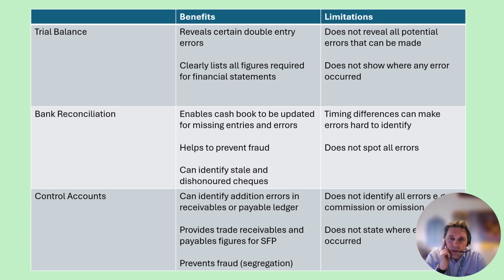So if you've not included a transaction in your records for a payment that's been received or made, you'll find it on the bank rec because that money is going to go in and out of your account and you would suddenly be able to adjust for it.